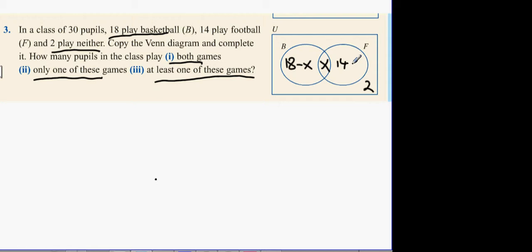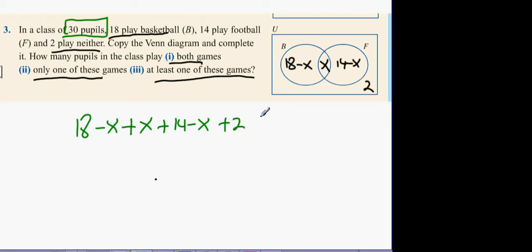14 minus X. Now, what I can ask you next is, if I add all of these together, Toma, what do I get? 18 minus X plus X, 14 minus X and 2. What happens? You get 34. How much should I get? You should get 30, because that's what's in the whole class. What did I forget? The plus 2. And that equals 30.